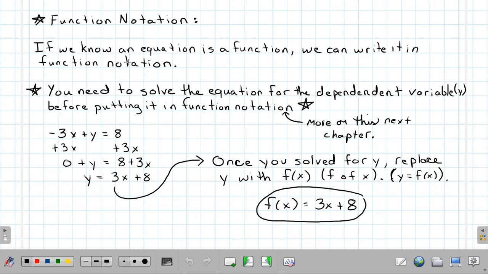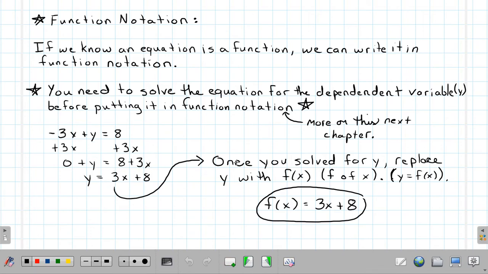Well, what is function notation? First off, you need to solve the equation for the dependent variable, in this case the y variable, before putting it in function notation. Now, we'll talk more about this next chapter. We haven't talked about solving equations for different variables, but just so you know where we're going with this, if you want to put it in function notation, you've got to be able to solve for y. So I do that here. If you don't understand how I'm doing this, that's something we're going to talk about in the next section.